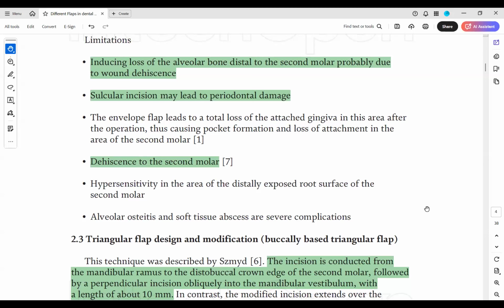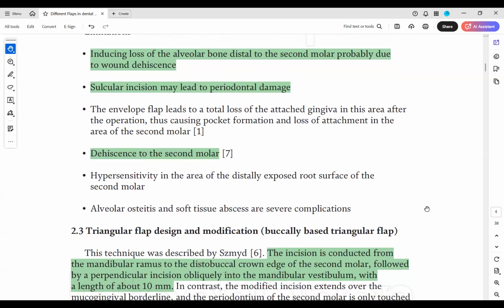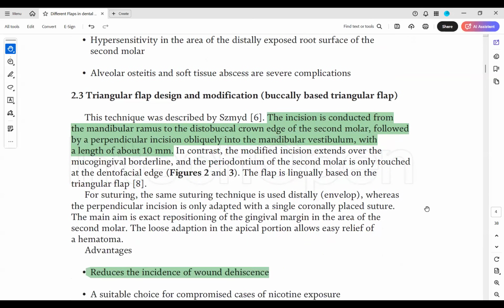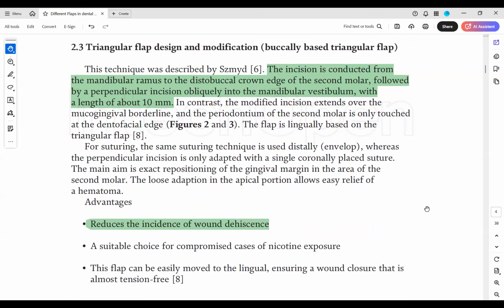So now this is your envelope flap which you will use for your third molars, and its challenges discussed, and you got the visual idea as well. Is that correct? So far so good. Am I making myself fully clear here? All the concept making sense?